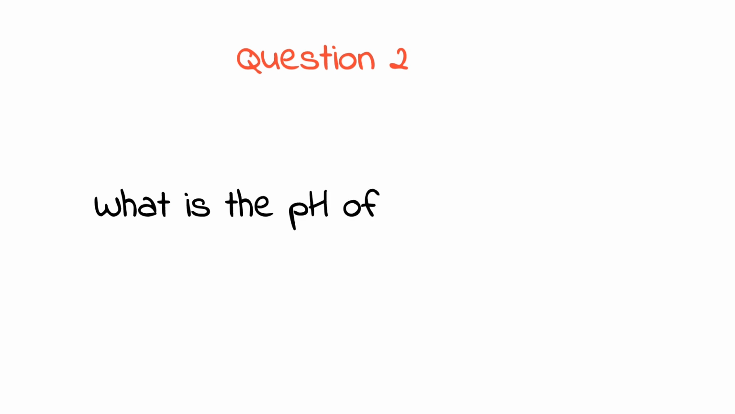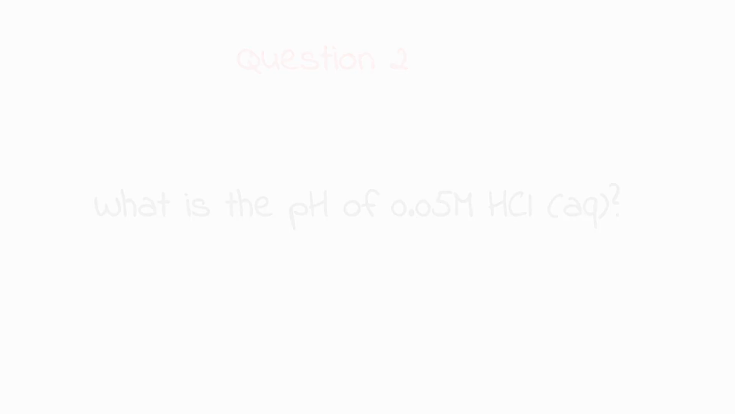Let's move to our question number 2. What does it say? What is the pH of 0.05 molar hydrochloric acid? How do we solve this question? Let's look at the solution to the question.